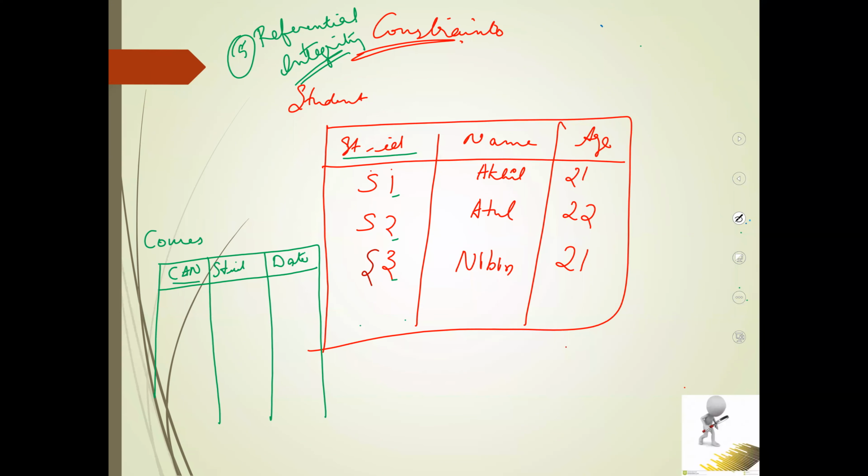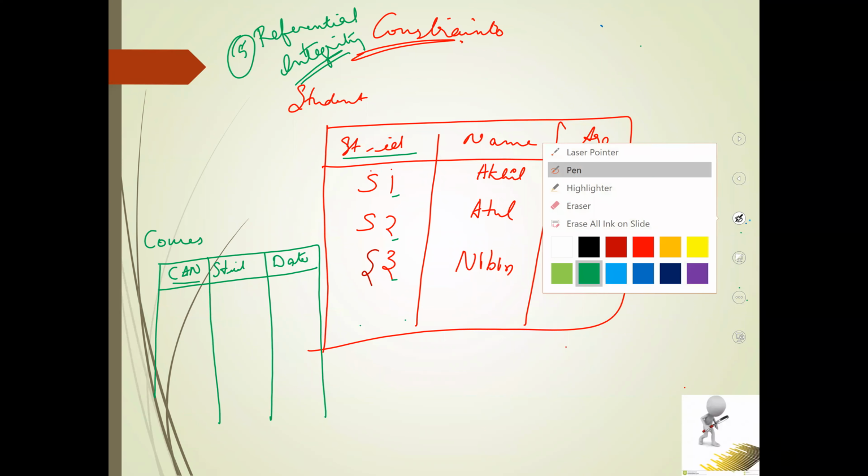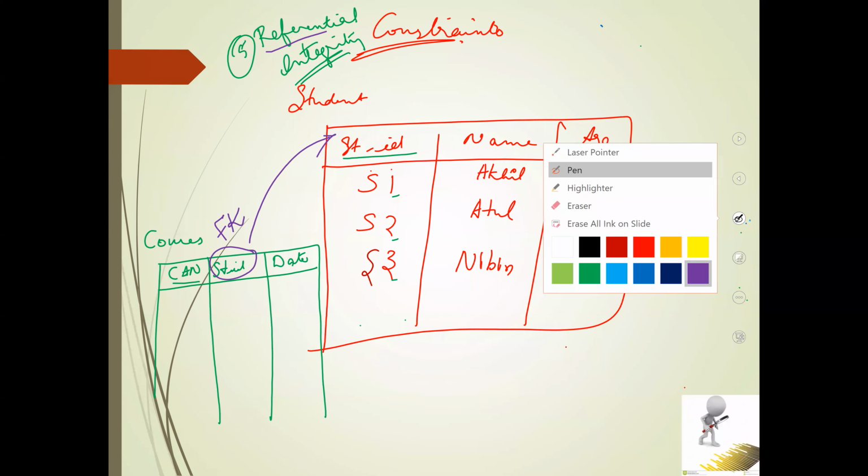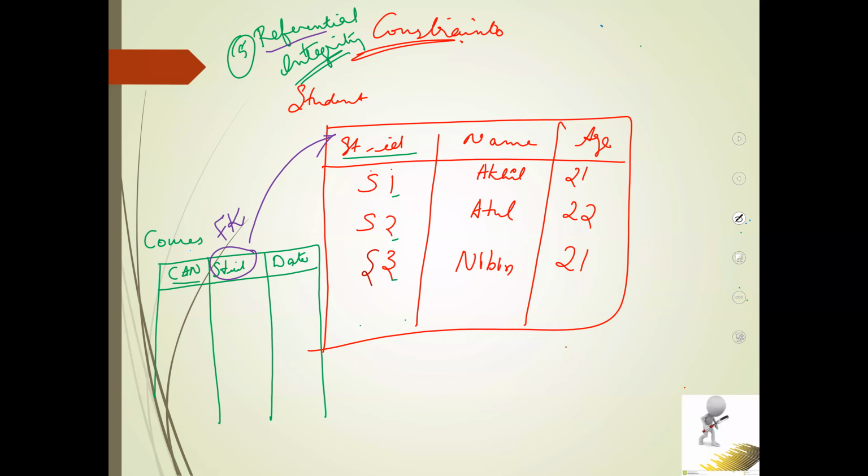Now look here, student ID, because it is to be referenced in another table, and it is a primary key of the student table. Here, I tell it is a foreign key, because student ID is a primary key of another table, and I'm connecting these two tables. I can say that this particular key in my course table is a foreign key. This is my primary key over here. This is my foreign key over here.